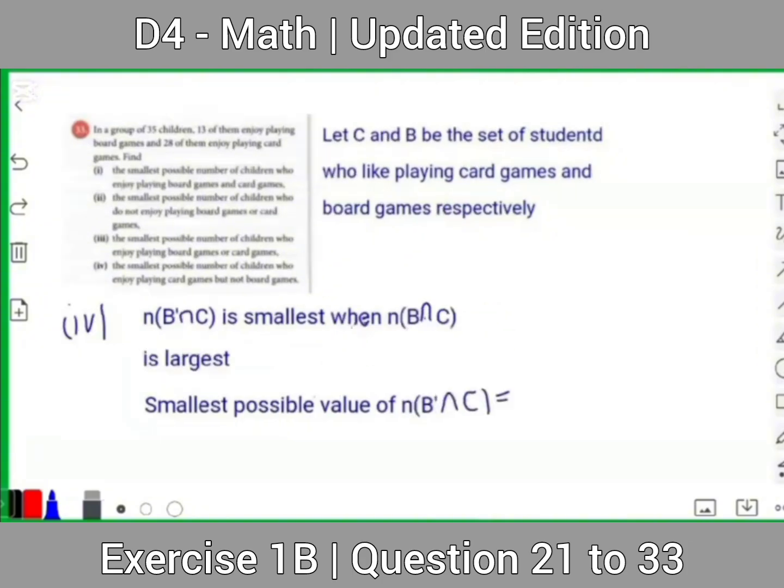In part 4, find the smallest possible number of children who enjoy playing card games but not board games. For this, n of B complement intersection C is smallest when n of B intersection C is largest. So the smallest possible value can be found by 28 minus 13. It will give us 15. So the number of children who enjoy playing card games but not board games is 15.